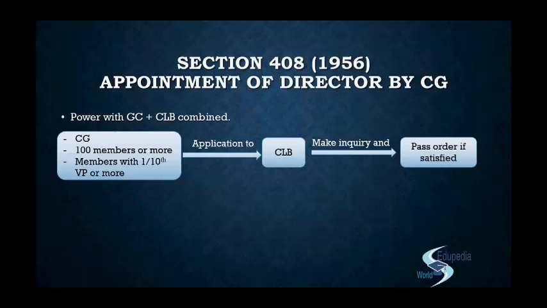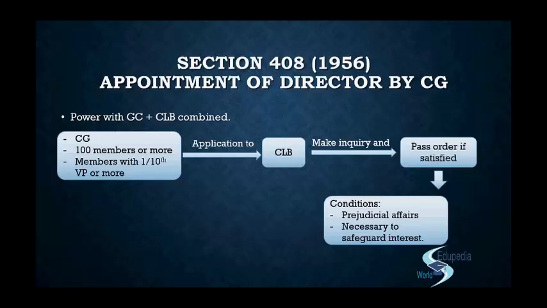Now when we talk about passing an order if satisfied, there are some essential conditions that need to be present. What are those conditions? First, the affairs of the company are being conducted in a manner which is prejudicial to any member of the company, or the interest of the company, or public interest. That would be a condition for CLB to pass an order. The other condition is if it deems fit that they have to appoint a director so as to prevent the current state of affairs of the company or to effectively safeguard the interest of the members of the company or the public interest. If they think they need a director to do that, they would pass an order. The appointment would be done by CG.